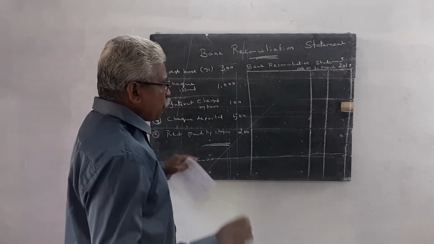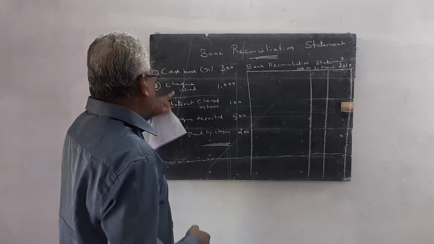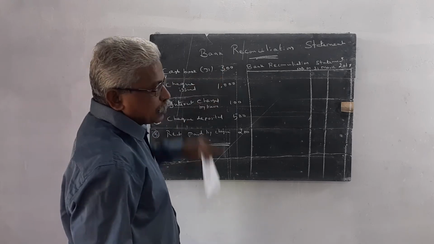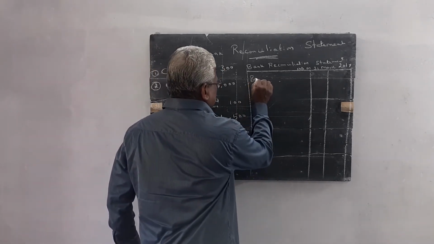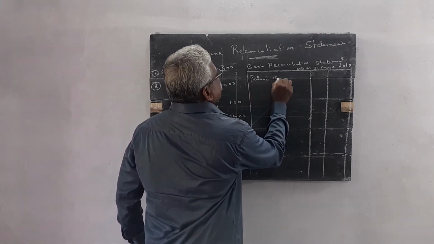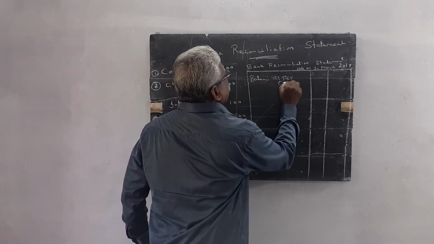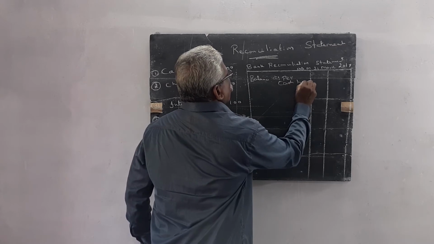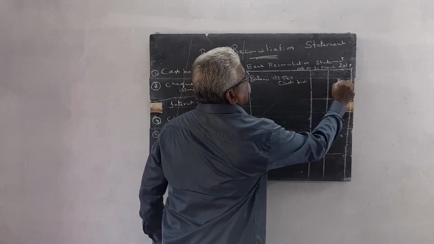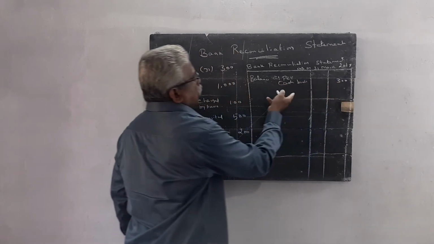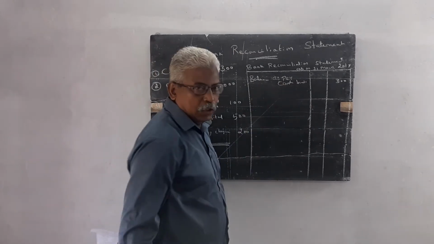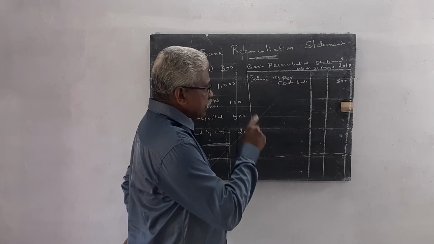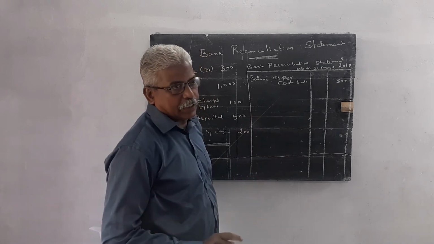Then first point, how do you write? It is balance as per cash book is given. So the first information is balance as per cash book, rupees 300. If the balance as per passbook is given, the first item is balance as per passbook. Here in this question, balance as per cash book, rupees 300.